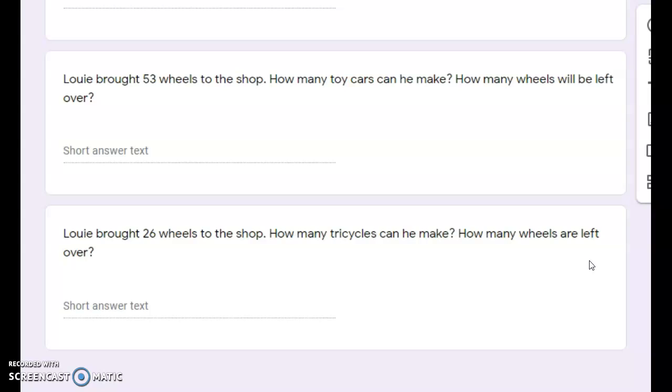Number 4. Louis brought 26 wheels to the shop. How many tricycles can he make? How many wheels are left over?